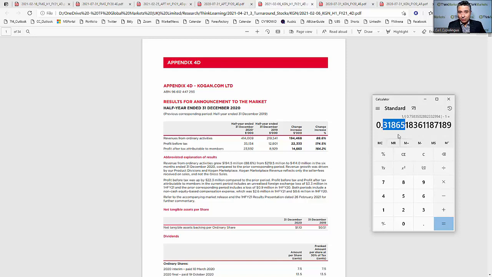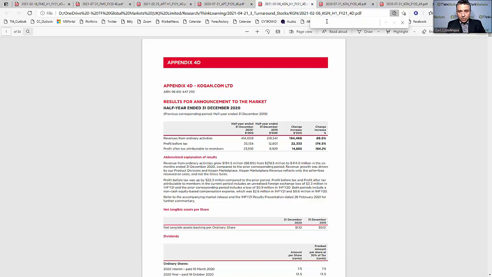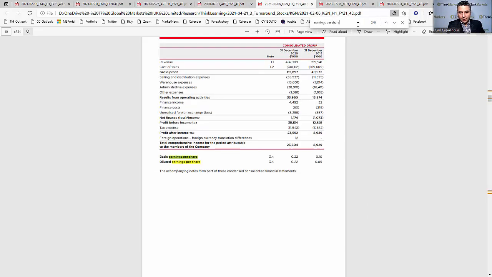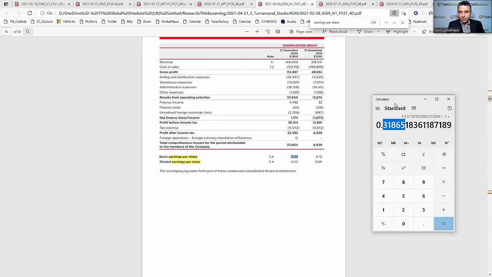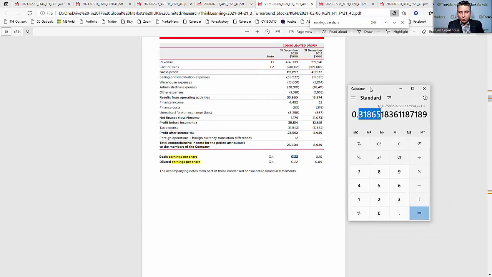I won't go into that report now because we're very, very short on time, but suffice it to say, I've adjusted the expected growth rate a little bit lower. And now that we have a growth rate, we can project a full year earnings per share number to use in our PE ratio calculation. For that, I'm going to search for earnings, and we can see that Kogan earned 22 cents per share for the first half of FY21.